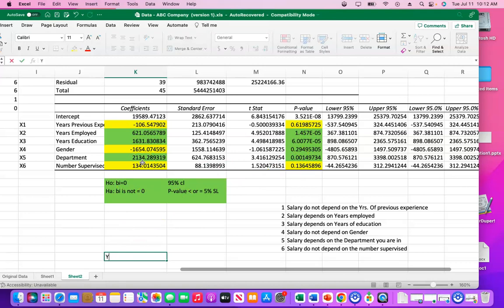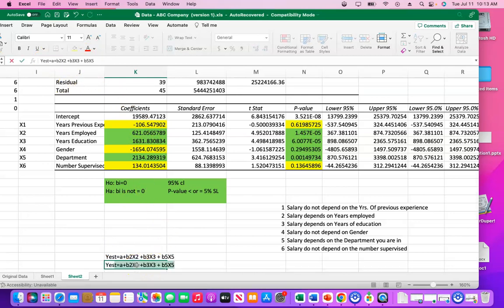And so in this case, we have y as a function of a plus, now b1 is not considered, so we're going to write b2 x2 plus b3 x3 plus, b4 is not, so b2 and b3, and then b5 x5. So here we have y estimate.